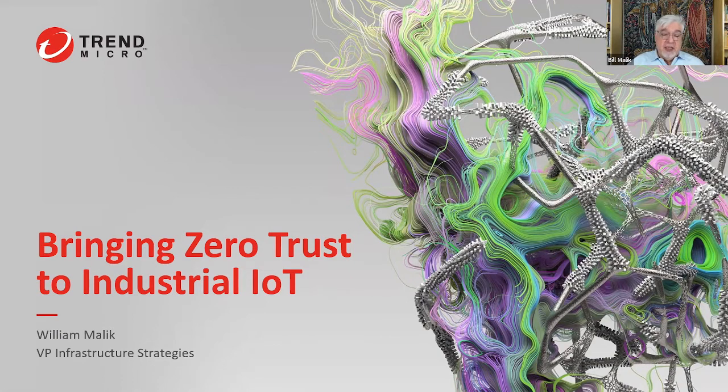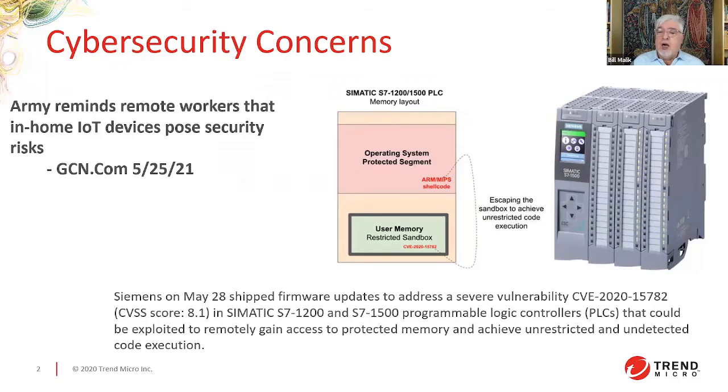So let us begin. First of all, the problem. These two items were taken from the June 1st edition of SANS News Bites, just to pick a day at random. What did they have to say? First of all, Government Computing News published an article referencing a memo from an officer in the U.S. Army saying that all remote workers should turn off their IoT devices that are capable of listening because they pose a security risk. I found this to be somewhat humorous.